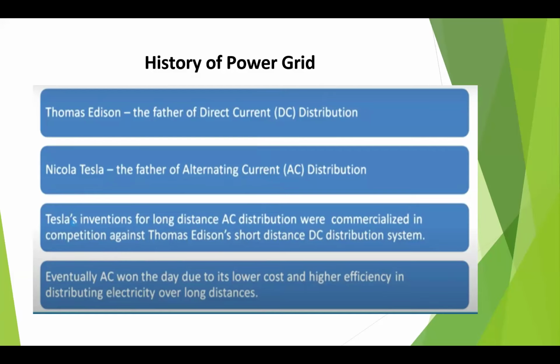Tesla's inventions for long distance AC distribution were commercialized in competition against Thomas Edison's short distance DC distribution system. So when comparing to DC distribution, AC distribution will be utilized for long distance.